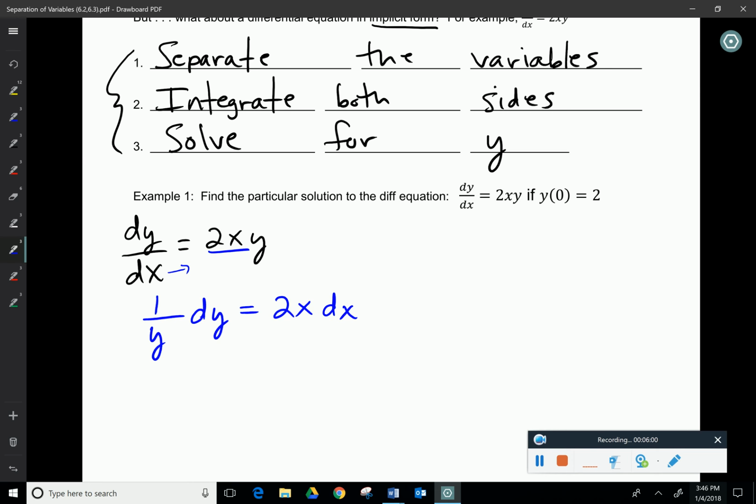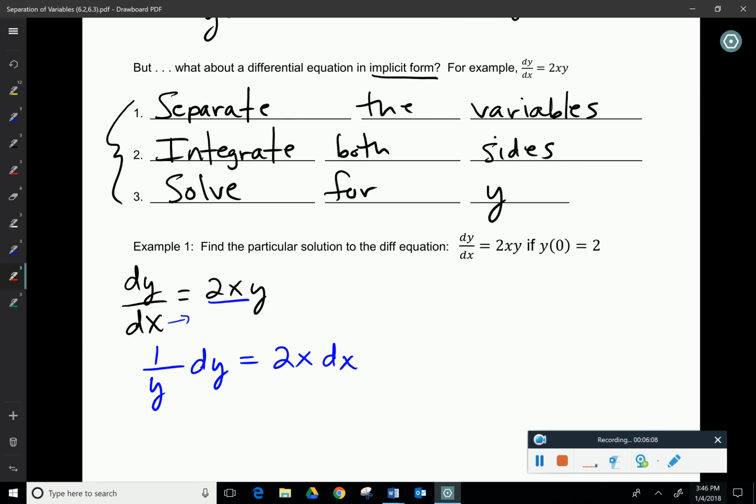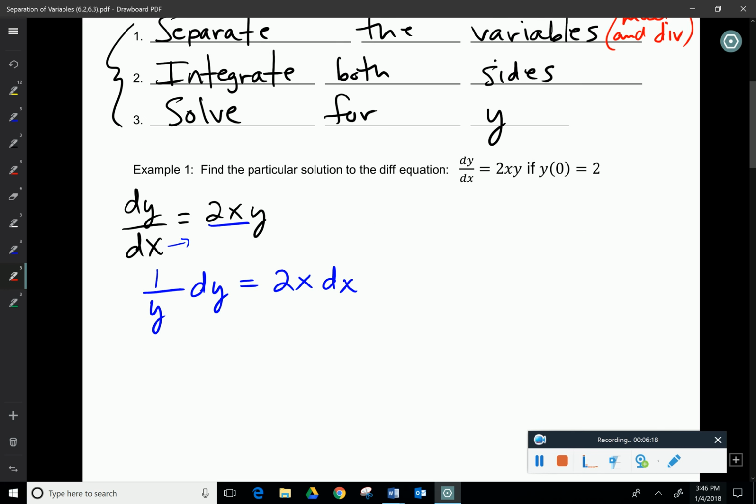Now, something I've failed to mention, and sometimes it's an issue and sometimes it's not, is that when we say separate the variables, you can only separate by multiplication and division, meaning you can multiply both sides or you can divide both sides. But you can't add or subtract to both sides. It won't work that way for various reasons, but it just won't work that way.